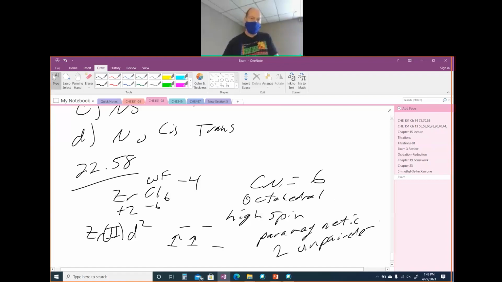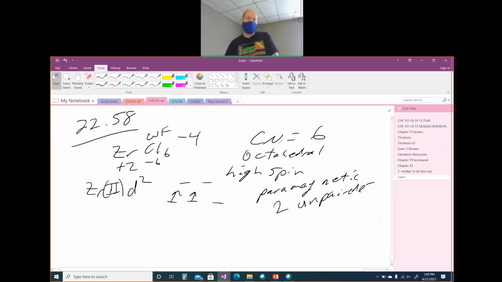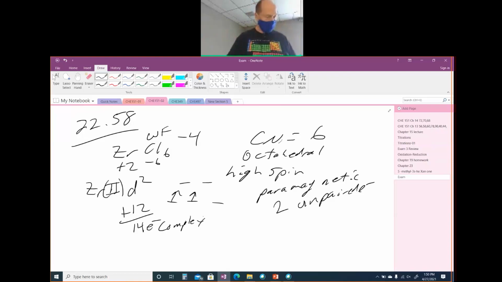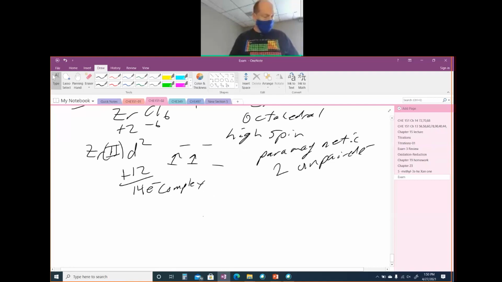All right, if you did the total electron count, you would have the D2 plus the 12 electrons from the 6 chlorines, and this would be a 14 electron complex. You would not predict that to be stable. We only predict 16 and 18 to be stable, but that very well could be a stable complex. I believe it is. But we don't predict it to be stable unless it is 16 or 18.